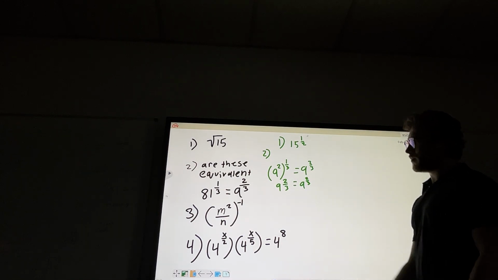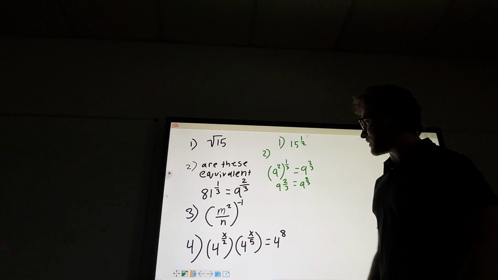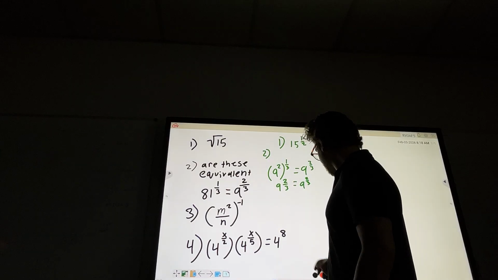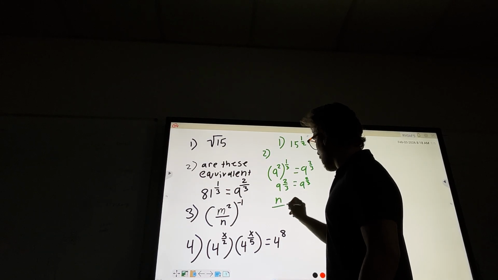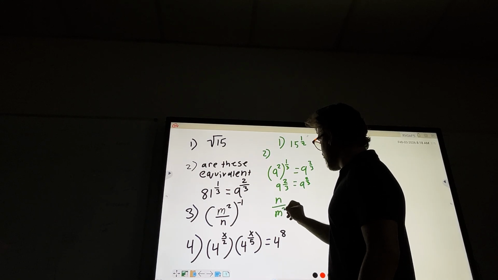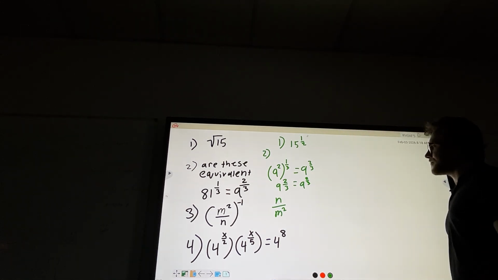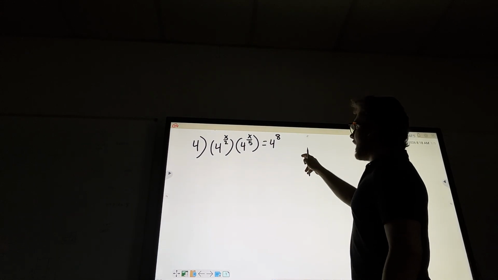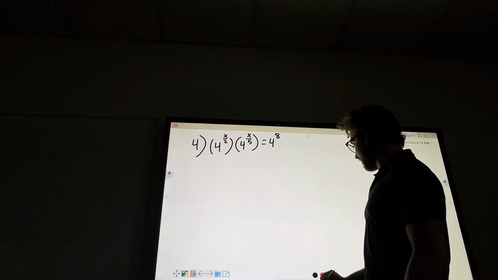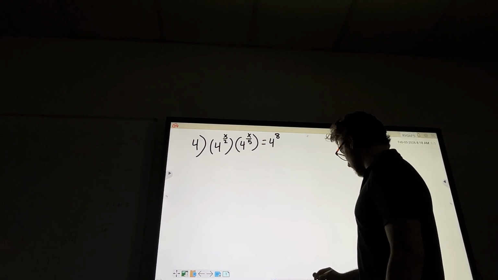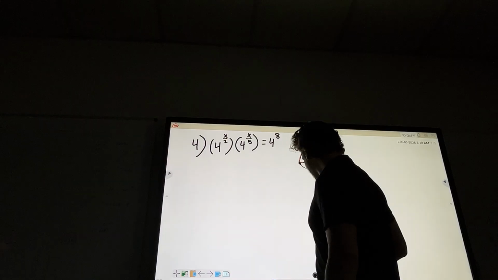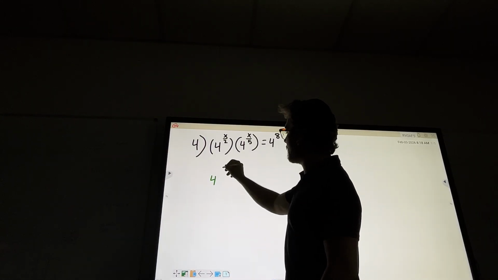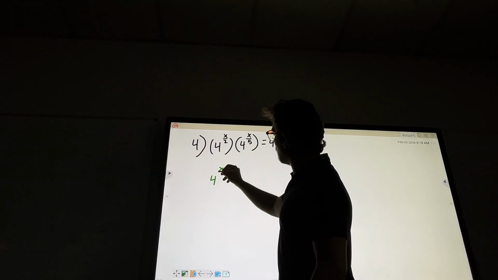For 3, we have that negative on the outside. We can deal with that first, giving us our n over m squared. Lastly, our fourth question with all of our 4s: 4 to the power of x over 2.